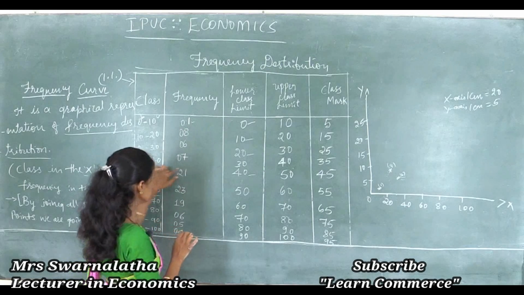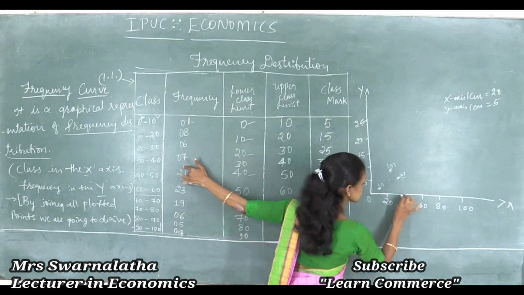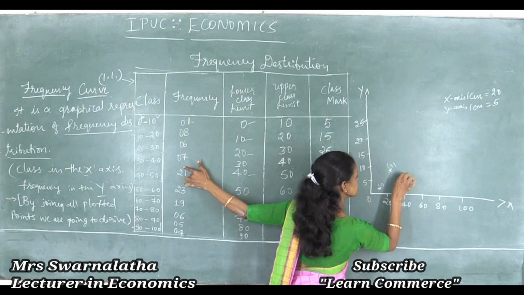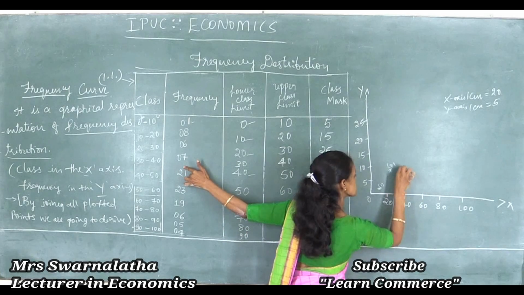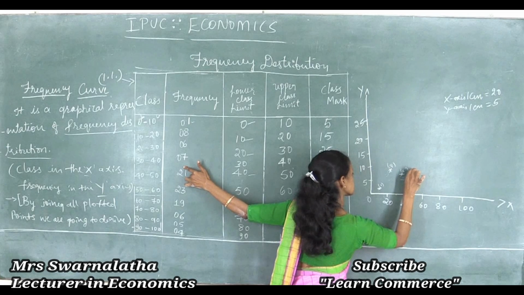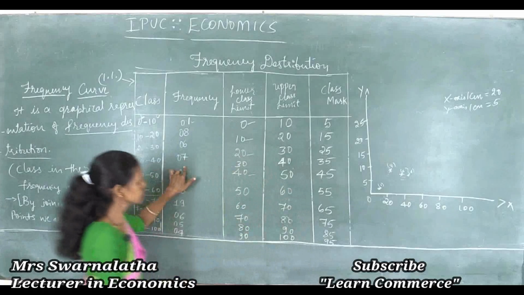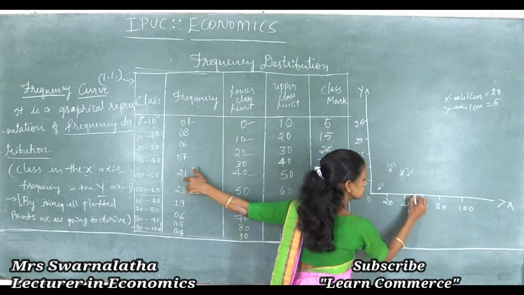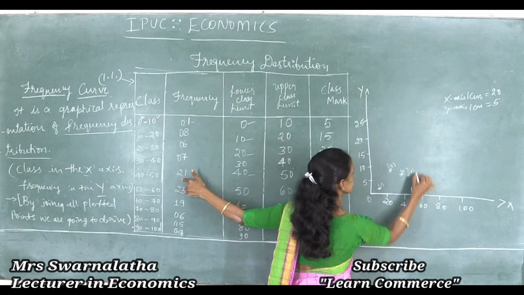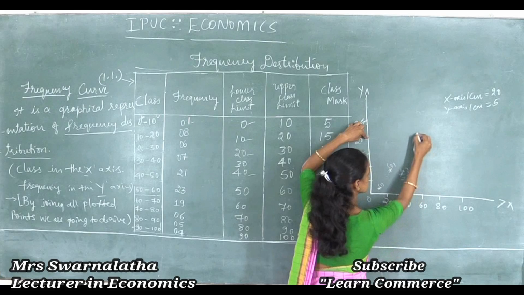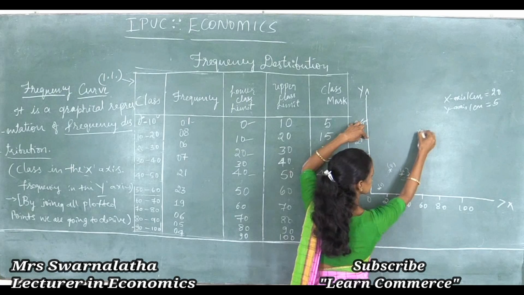30 to 40 has 7 observations. 40 to 50 has 21 observations.